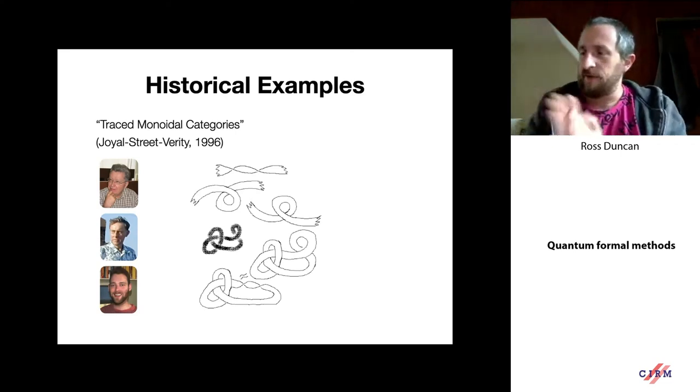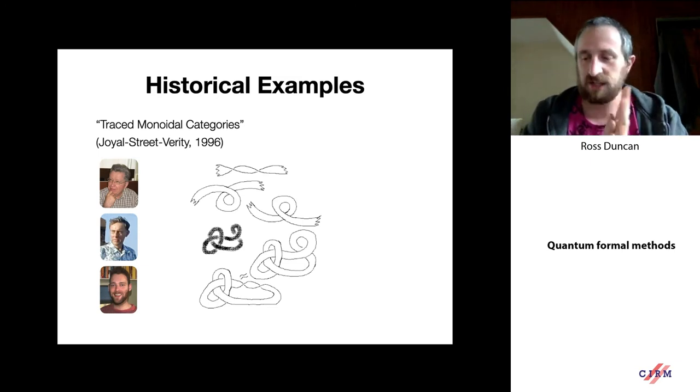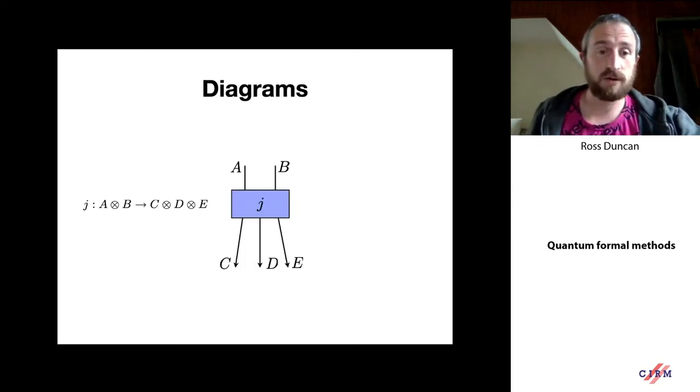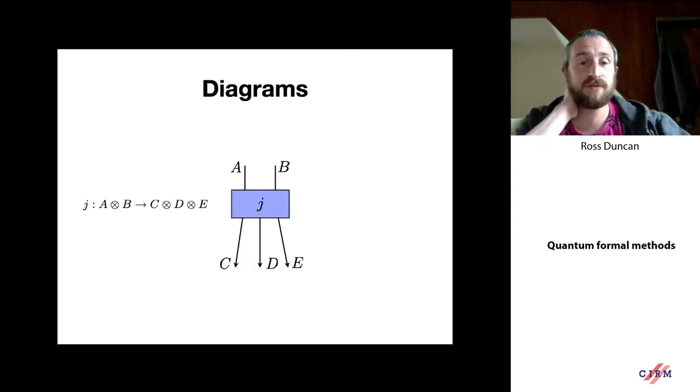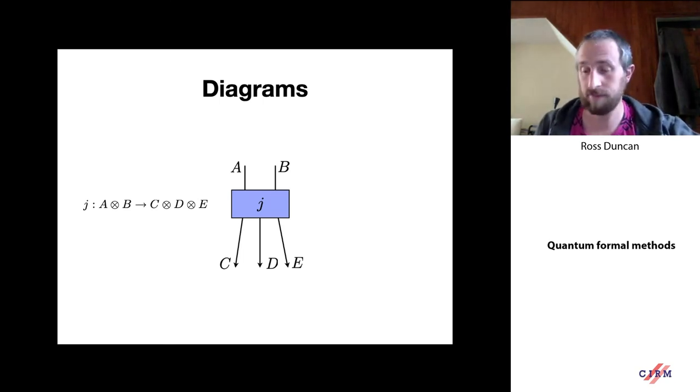I'm going to save everyone from reading all the axioms of monoidal categories and just go directly to the diagrammatic presentation, because it is cleaner and simpler, and other people have proved all the hard theorems already, so we don't have to worry too much about that. This is what our diagrams are made up of. They are made up of wires and boxes. Such things are sometimes called string diagrams, and they correspond to arrows or morphisms or processes in a monoidal category.